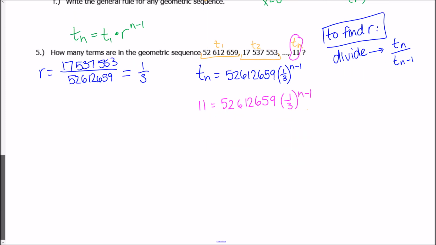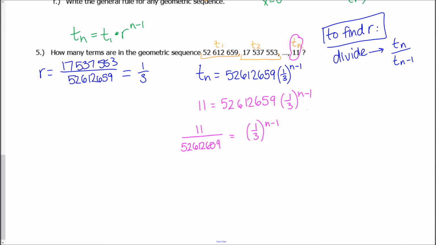Now, one option I have is to solve this algebraically. So if I were to solve this algebraically, I would divide both sides by this 52 million number right here. So I end up getting 11, I'm going to leave it as a fraction, 11 over 52,612,659 is equal to 1/3 to the power of n minus 1.